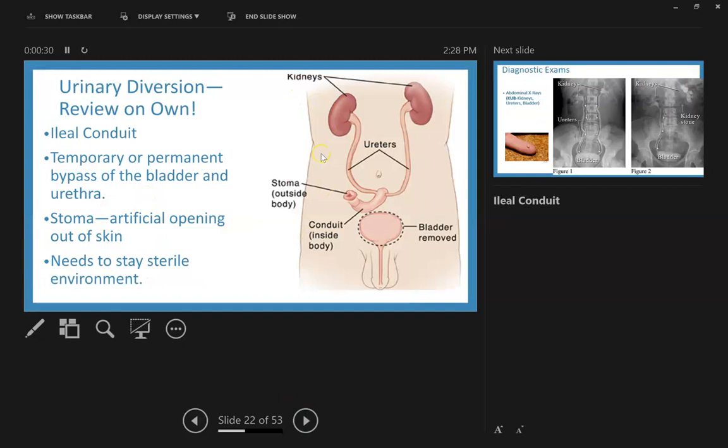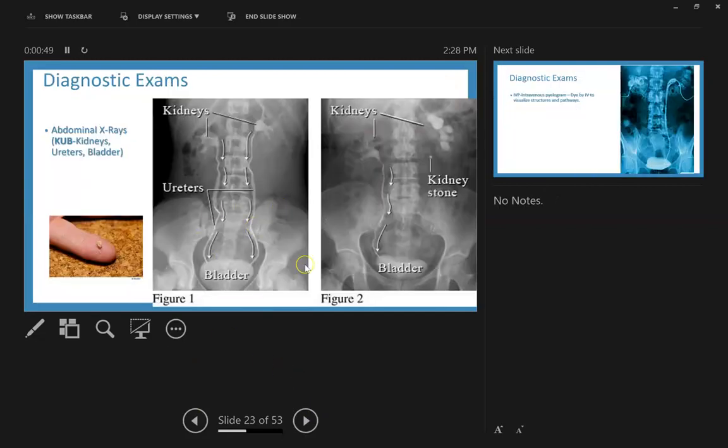Okay, urinary diversions, please research these on your own, especially the ileal conduit. Know what it does, what its function is, and the big thing is this whole thing needs to be a sterile environment. This is not the bowels. Things are not contaminated. Urine is usually sterile coming out of the body.